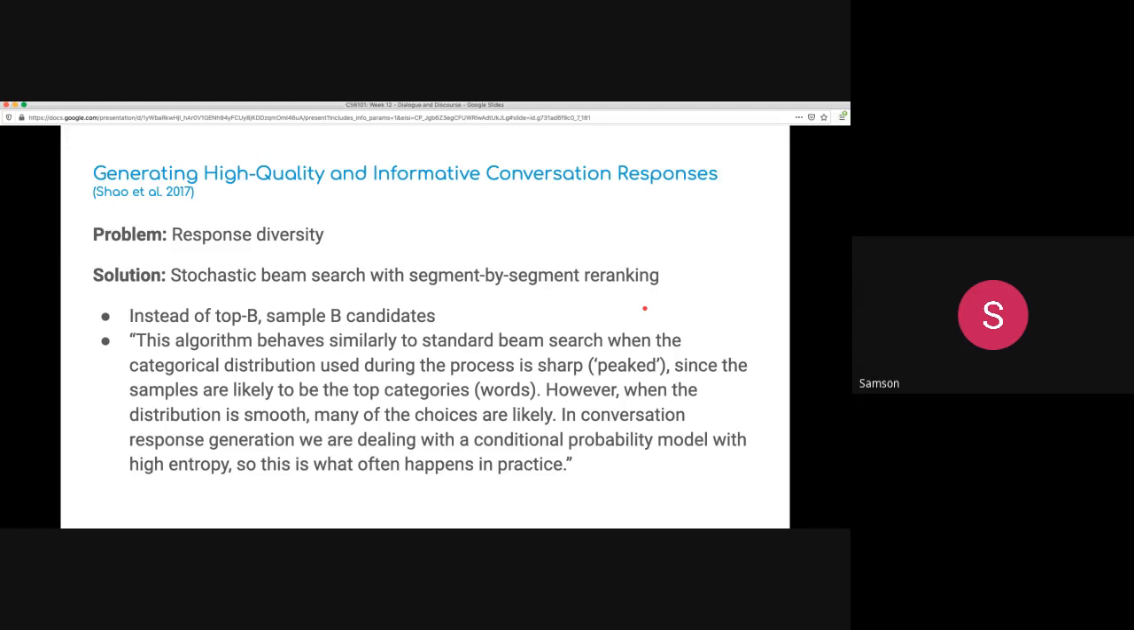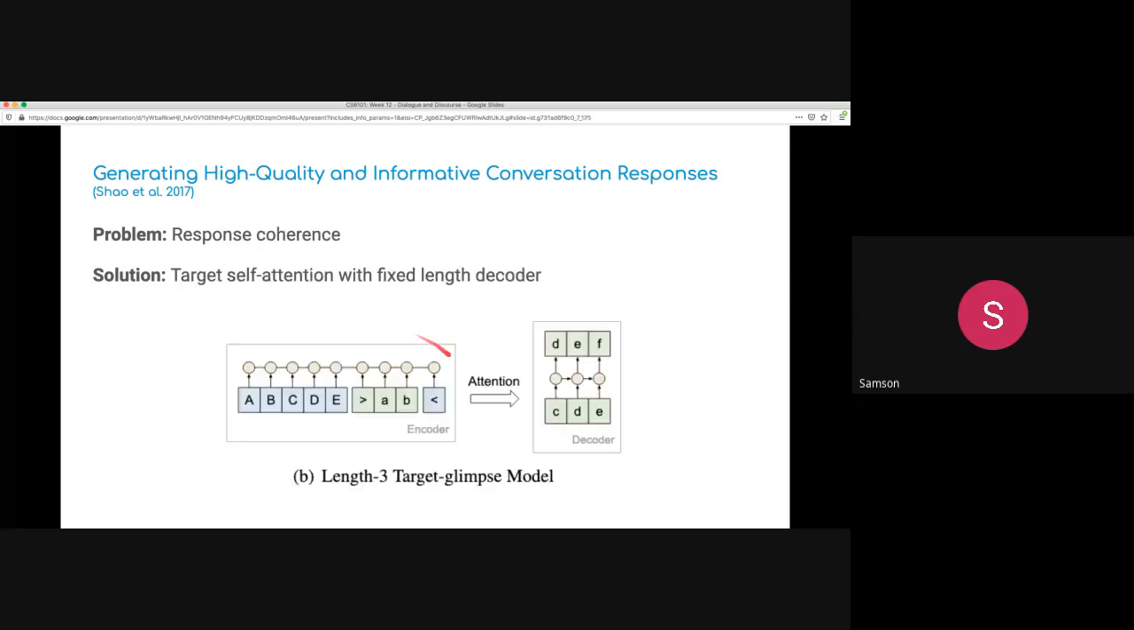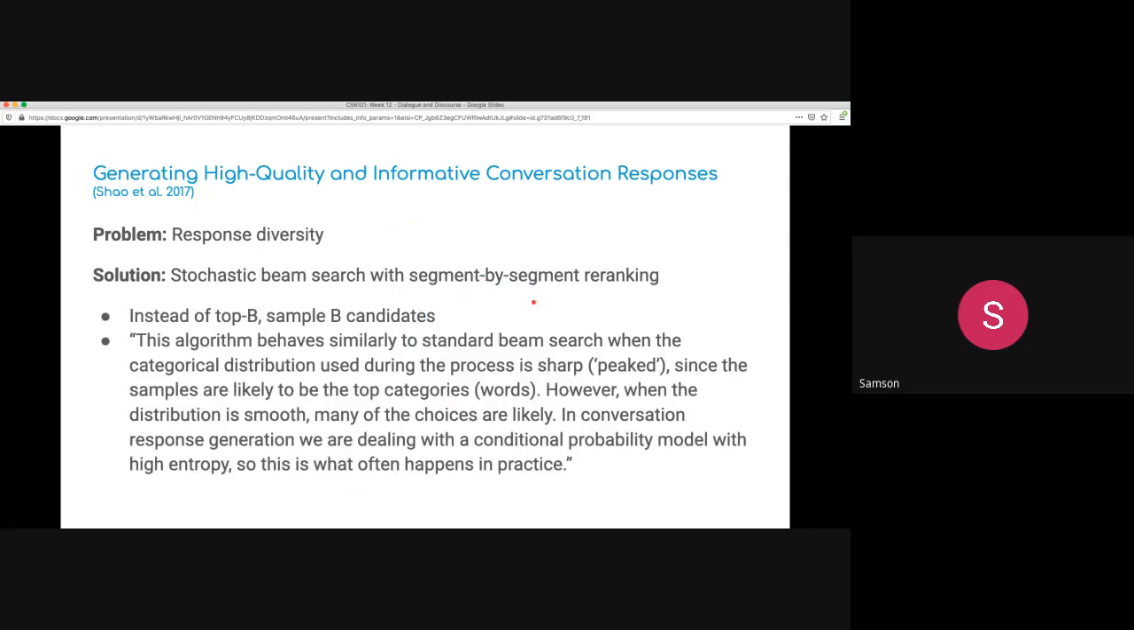That makes sense. Okay. So then the other problem that they pose is response diversity. What they do to solve this is they use stochastic beam search, and they do re-ranking in this segment by segment way. So I'm not sure if this is why they decided to do this, or if it was because of the limitation from here that they decided to do this segment by segment re-ranking.